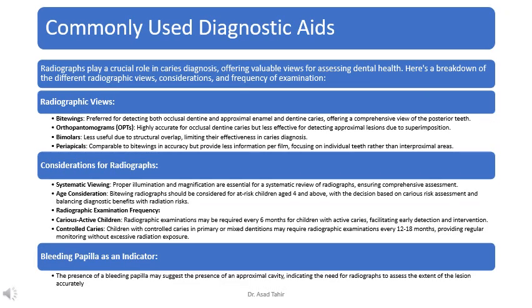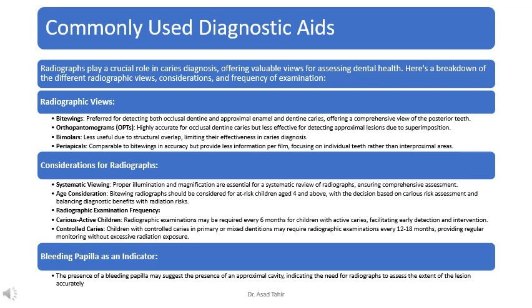Commonly used diagnostic aids. Radiographs play a crucial role in caries diagnosis, offering valuable views for assessing dental health. Here's a breakdown of the different radiographic views, considerations, and frequency of examination. Radiographic views. Bitewings are preferred for detecting both occlusal dentine and proximal enamel and dentine caries, offering a comprehensive view of the posterior teeth.